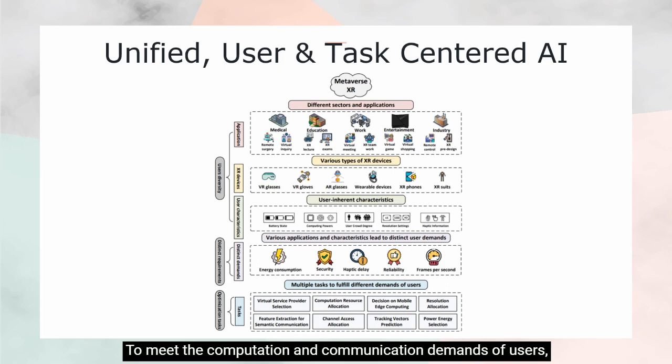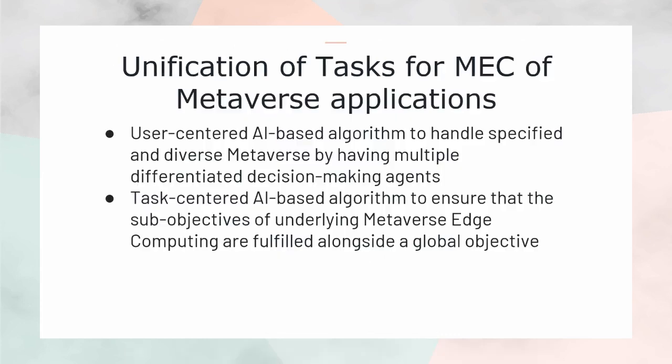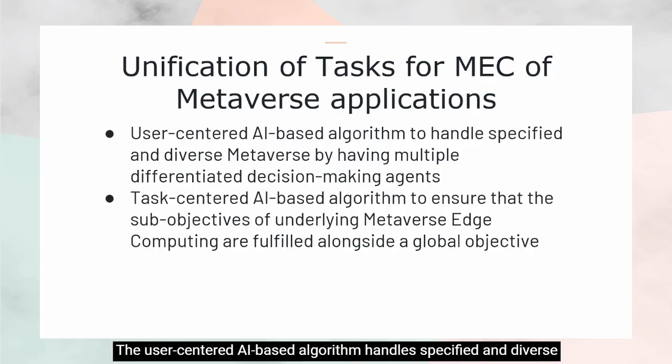To meet the computation and communication demands of users, the MEC process for metaverse application must be optimized. Decision-making on whether a user's task should be offloaded, metaverse edge computing server selection, and channel access allocation are among the aspects that can be optimized. The user-centered AI-based algorithm handles specified and diverse metaverse applications by having multiple differentiated decision-making agents. However, the decisions made by agents at the control layer are not independent, as they are influenced by the decisions made by other decision-making agents.